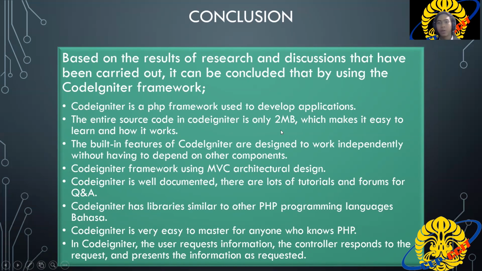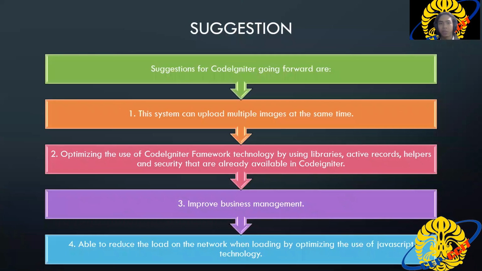So for you guys who don't know what MVC is, MVC is for model, view and controller. So basically it is mobile, you do not have to be in one place to use it. V is view, you can view it, and C is controller, you can also control it. CodeIgniter is well documented. There are lots of tutorials and forums for Q&A or questions and answers. CodeIgniter has libraries similar to other PHP programming languages. CodeIgniter is very easy to master for anyone who knows PHP. In CodeIgniter, the user requests information. The controller responds to the request and presents the information as requested.